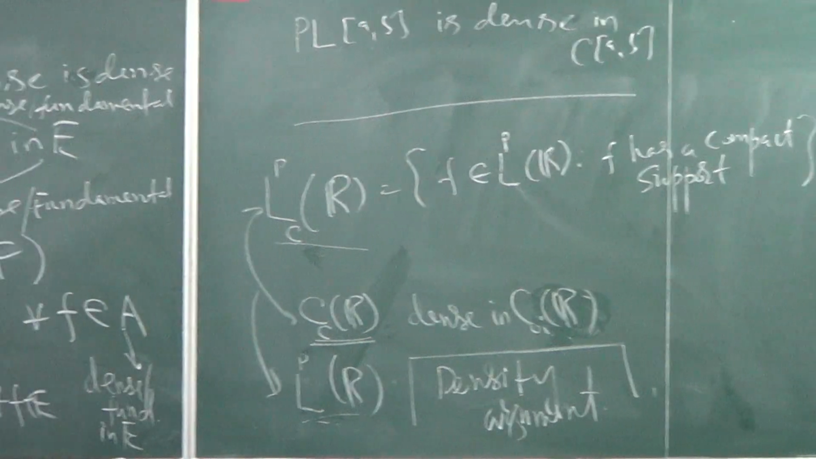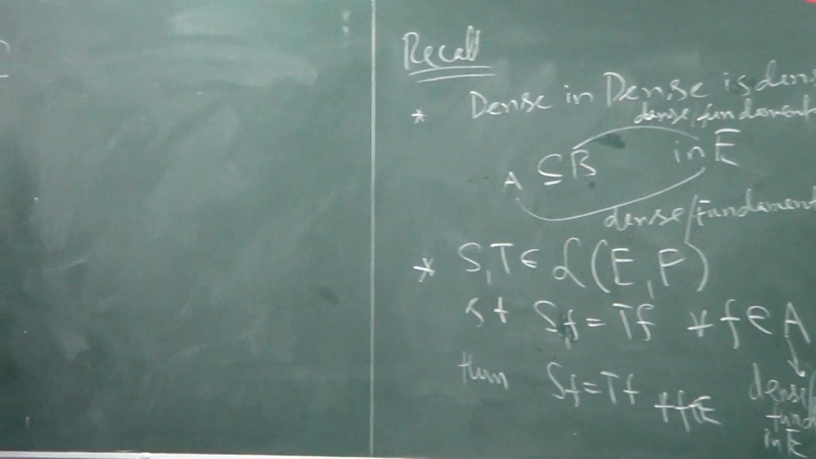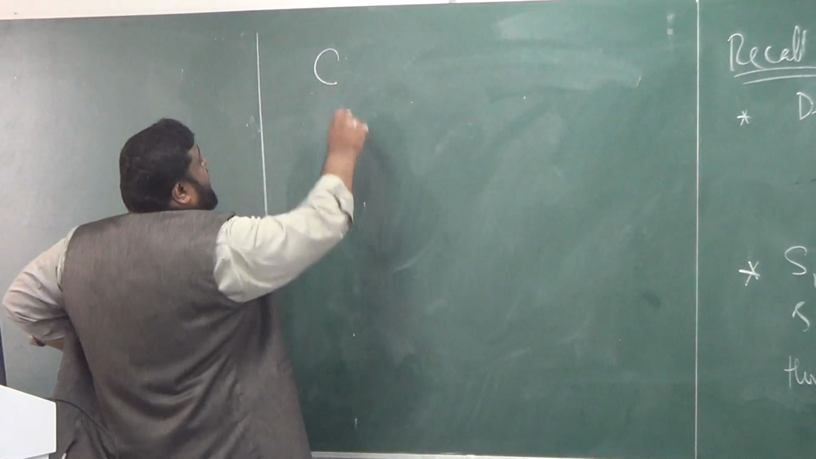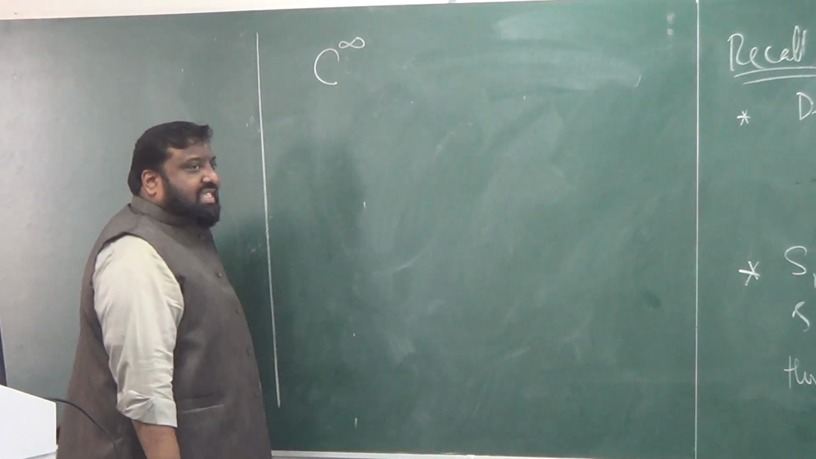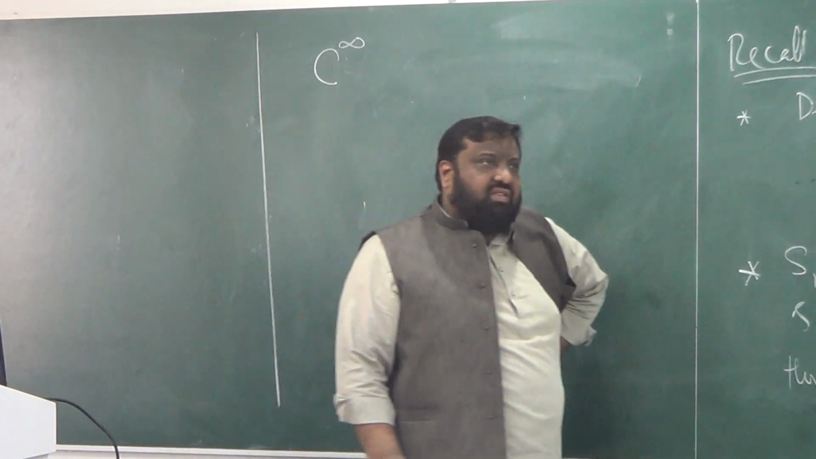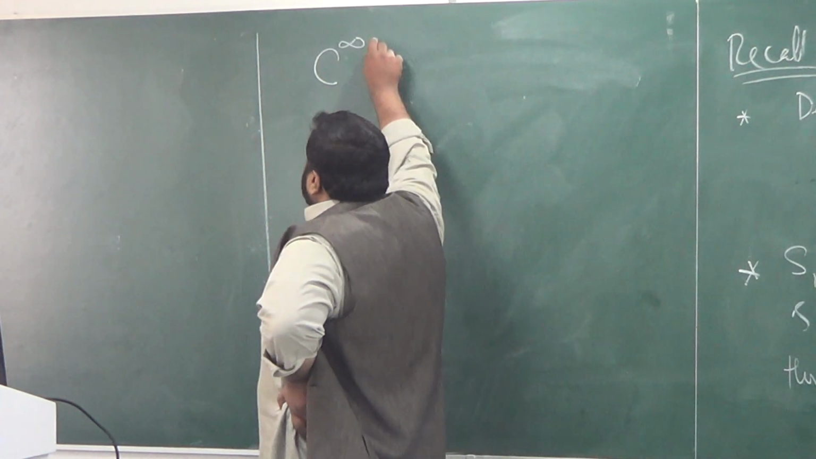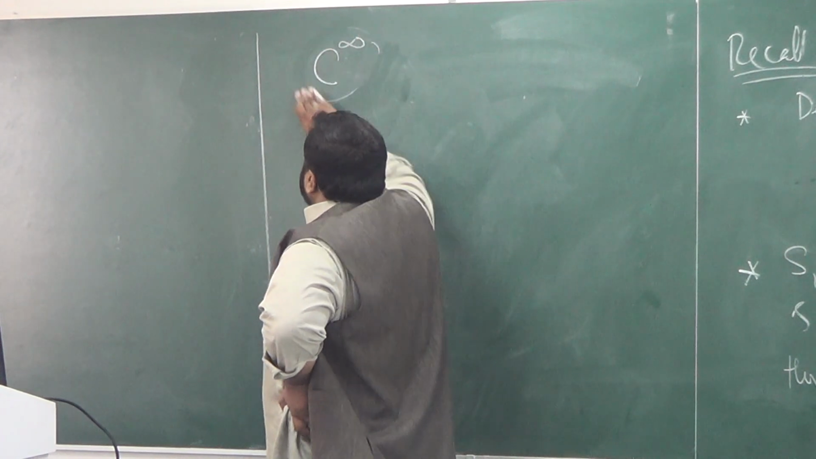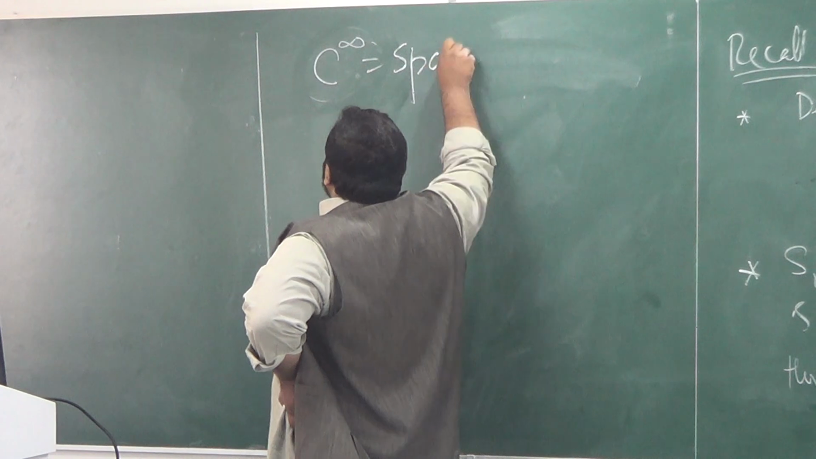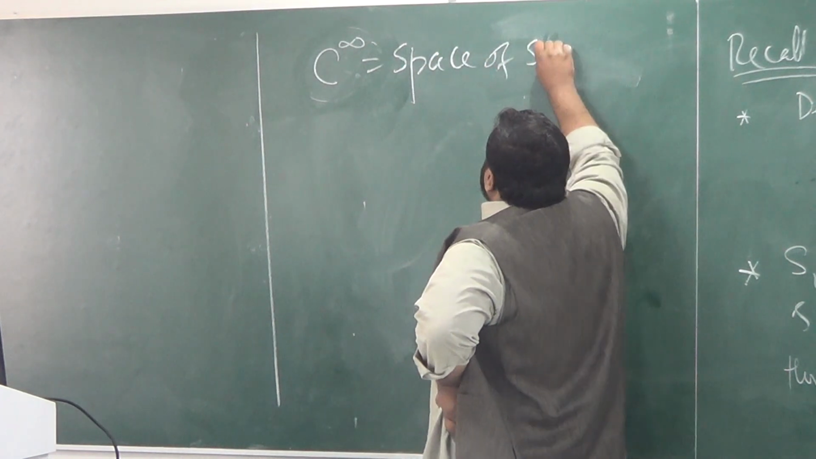So here is a space that I'm introducing. Now I'm introducing the space C infinity. What is C infinity? C infinity is the space of continuous functions whose all derivatives are continuous as well. So it's an infinity class. We call the elements of such a space smooth functions.